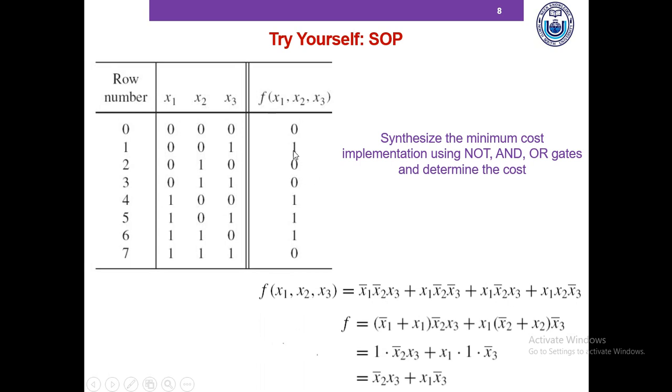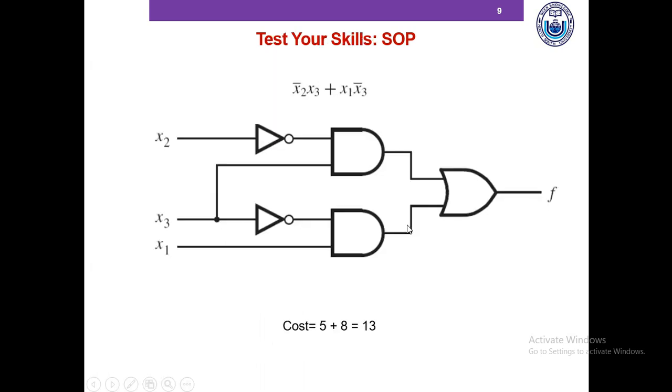I've only taken the minterms for which the function output is 1, so we should take minterm 1, minterm 4, minterm 5, and minterm 6. So this is 1, 4, 5, and 6. And this is the implementation of the circuit. The cost of the circuit is 13, because the number of gates is 1, 2, 3, 4, 5, and the number of inputs to gates is 1, 2, 3, 4, 5, 6, 7, 8.